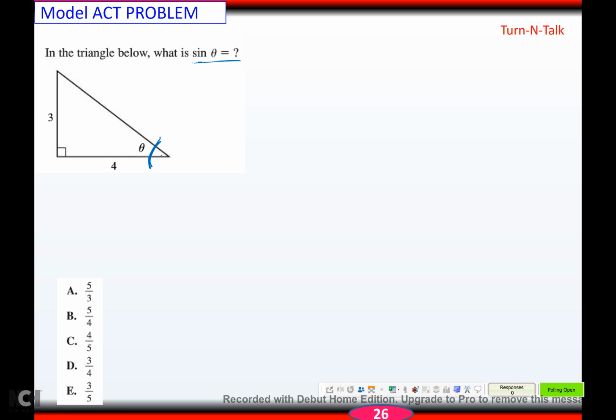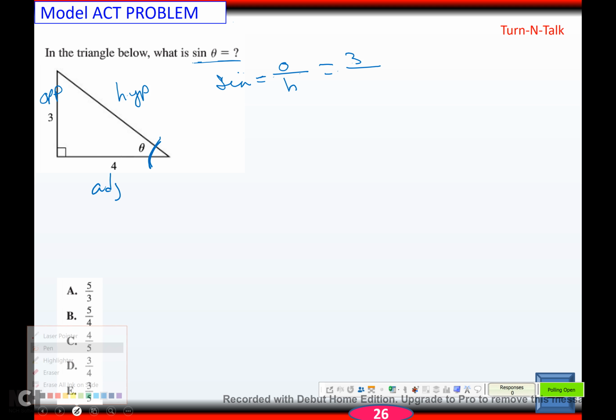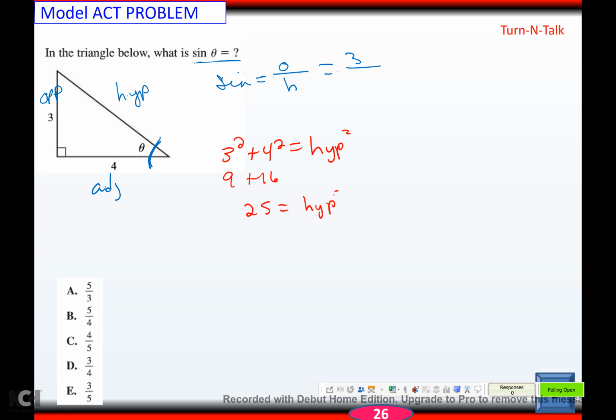So they're telling me I'm here. So if I label my triangle from here, this is opposite, this is adjacent, this is hypotenuse. Well, sine theta is opposite over hypotenuse. Well, I know opposite, but I don't know hypotenuse. Well, it's a right triangle, so I can figure it out using the Pythagorean theorem. So leg squared plus leg squared equals hypotenuse squared. So you get 9 plus 16, which is 25, equals hypotenuse squared. Square root, and I get the hypotenuse is equal to 5. So sine is 3 over 5.